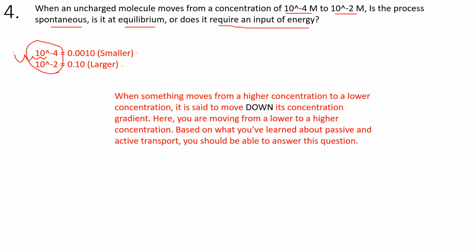When something moves from a higher concentration to a lower concentration, it is said to move down its concentration gradient. Here you're moving from lower concentration to a higher concentration. So based on what you've learned about passive and active transport, you should be able to answer this question.